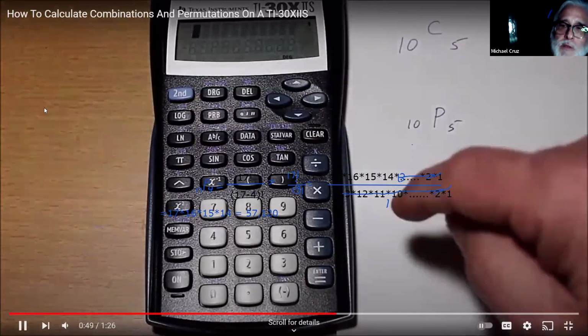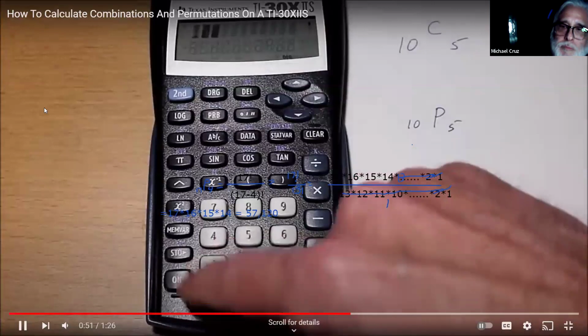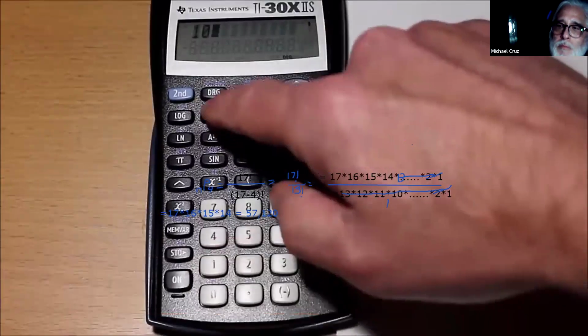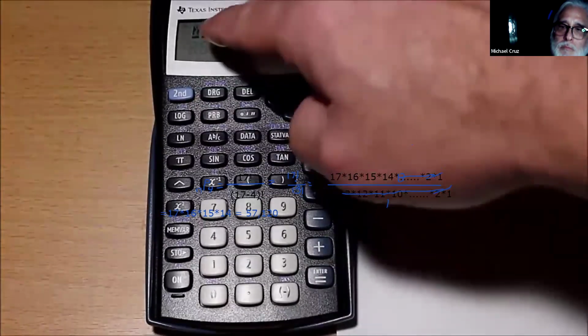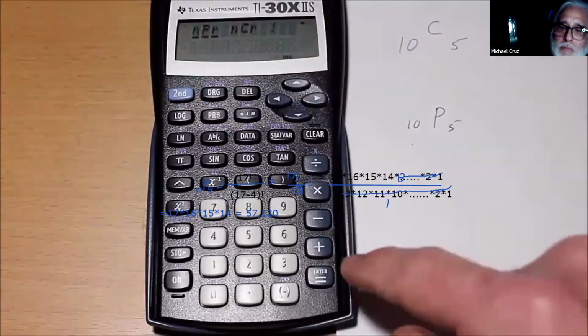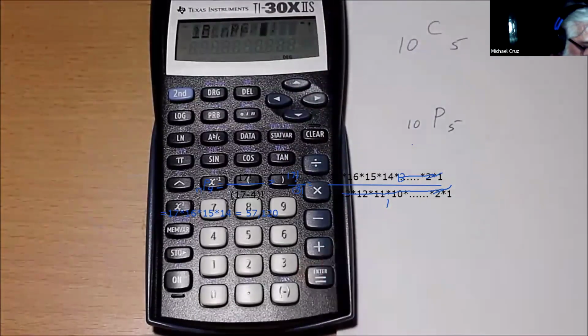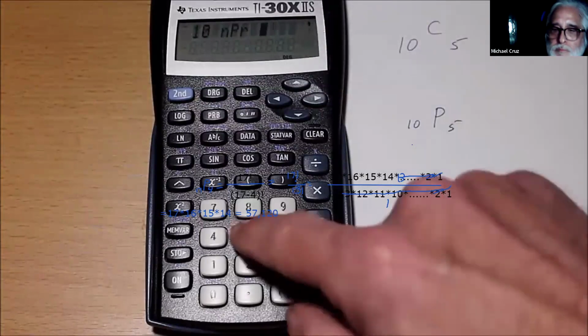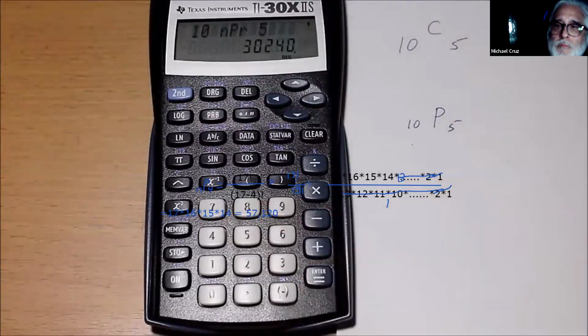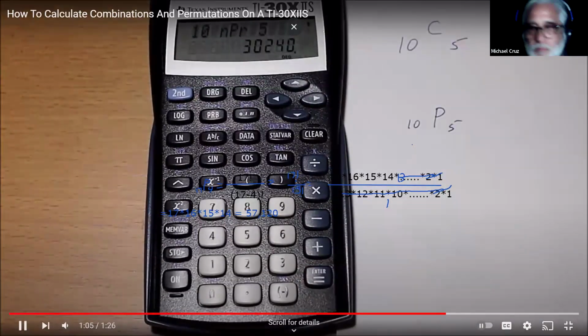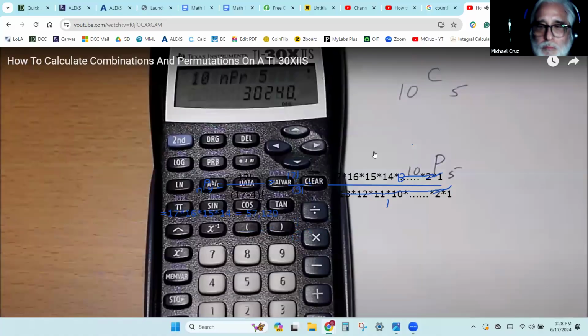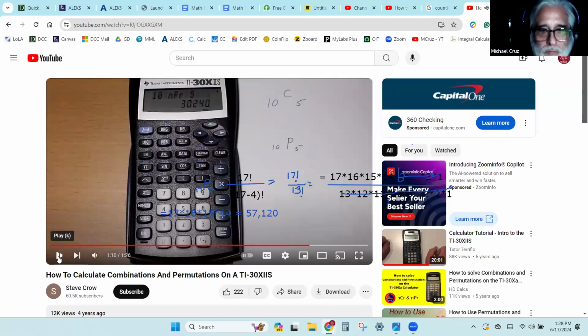The permutation is on the same menu. You're going to type in 10, then the PRB button, go to nPr, and type in the 5, enter, and you get 30,240. All right, so I hope the video helped. That's how you can do it on that calculator.